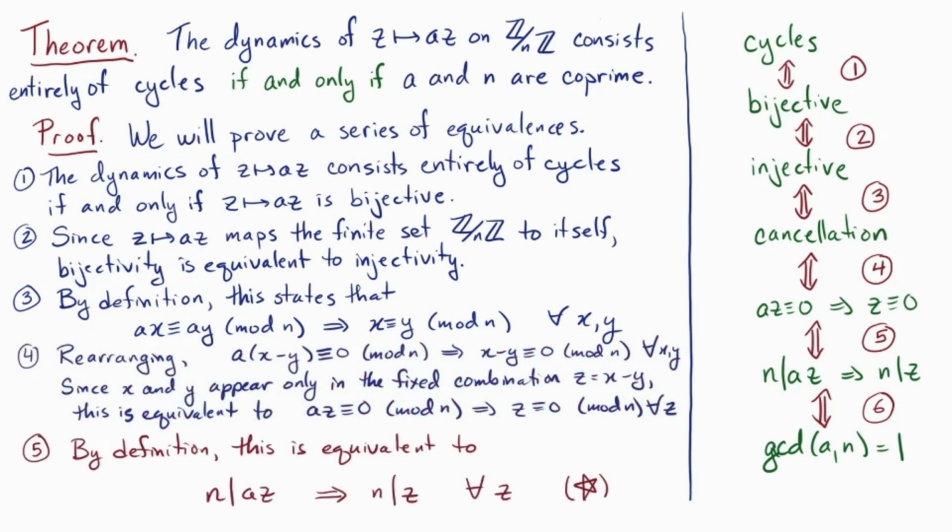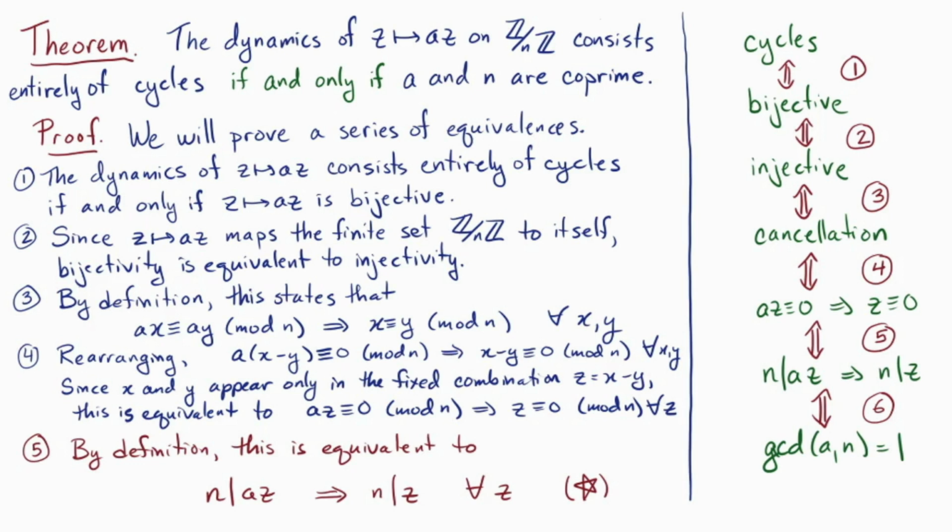Fifth, by definition, so unraveling the definition of modular congruence, this is equivalent to n dividing az implies that n divides z for all z. So I'm going to label this with a star so we can come back to it later. Okay, so we've done all of the equivalences 1 through 5, and all we have left is equivalent to 6.